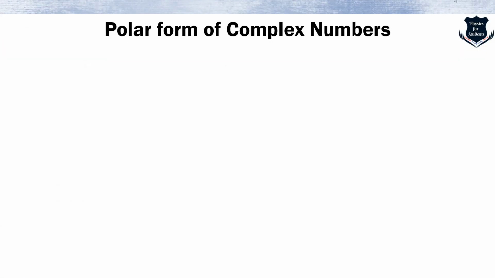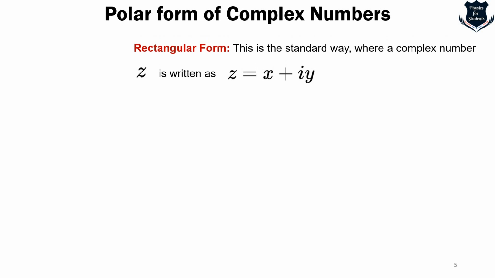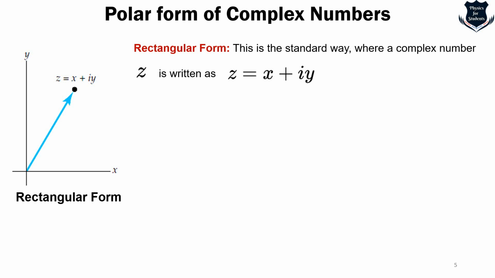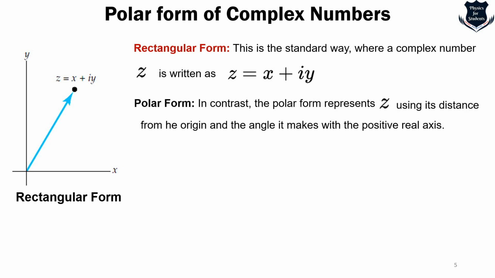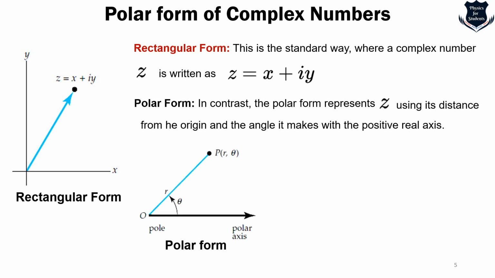Now you are all aware of what is called the rectangular form. This is the standard way in which a complex number is written, and this is the graphical depiction. Whereas the polar form, in contrast to the rectangular form, represents z using its distance from the origin and the angle it makes with the positive real axis. So here is the polar form.